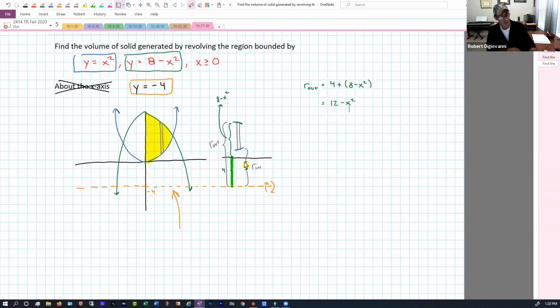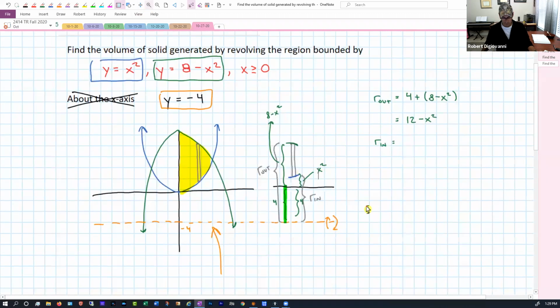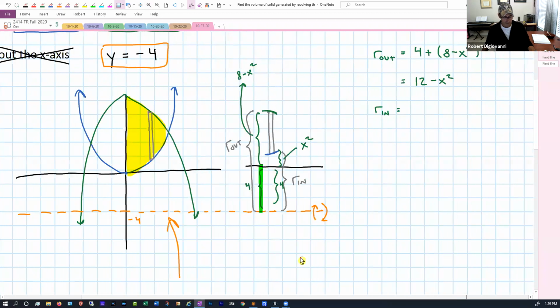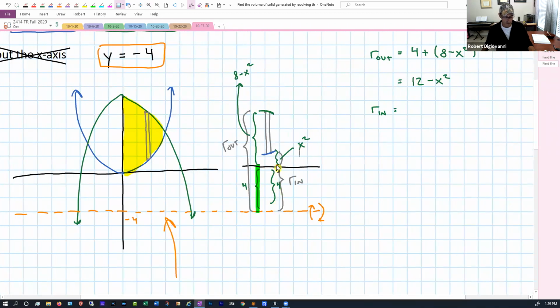Now, the inner radius is going to be very similar to what we just did. We have the distance from here to here, which is 4, but then the distance from here to here, which we know is the bottom curve, which is just x squared. You all see that? From here to here is 4, from here to here is x squared. So the inner radius will be those two added, 4 plus x squared.